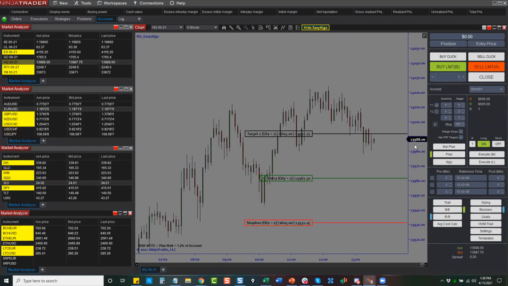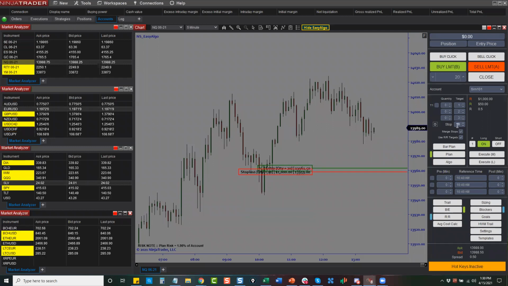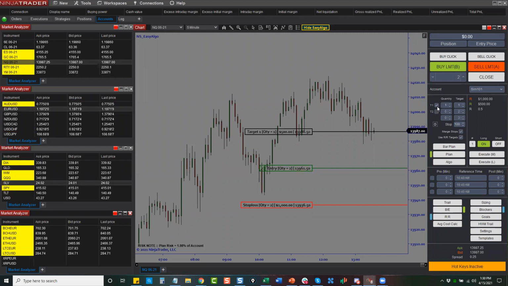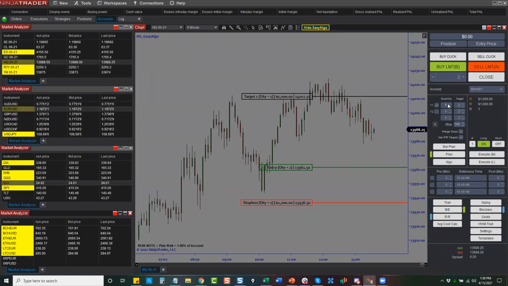Okay, this is my trade plan. I'm going to go in with a 100 tick stop. I'm just going to show you an example of this. 100 ticks. I'm going to go with a risk and reward target of 2 to 1, our multiple trade. I'm going to go quantity 2.